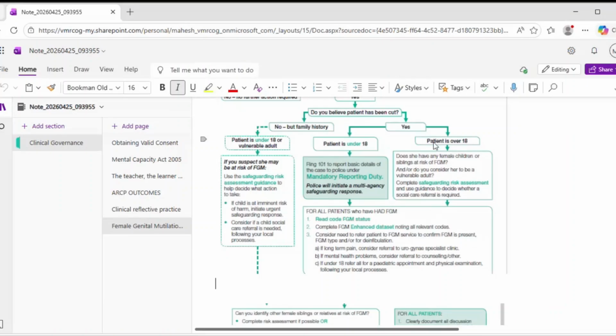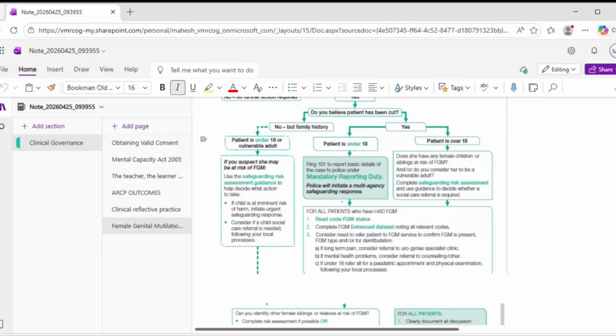So this flowchart is applicable to all healthcare workers, maybe at the level of the GP or other healthcare workers. So what they will do, they will refer the patient to FGM service to confirm the FGM is present, the FGM type, and for deinfibulation. So you have to refer the patient to FGM service. Apart from this, what will we do? If there is long-term pain, consider referral to urogynecology specialist clinic. If a mental health problem is there, we will consider referral to counseling. Then if the child is under 18, referral for paediatric appointment and physical examination following local processes. So these are the referrals that will be required.